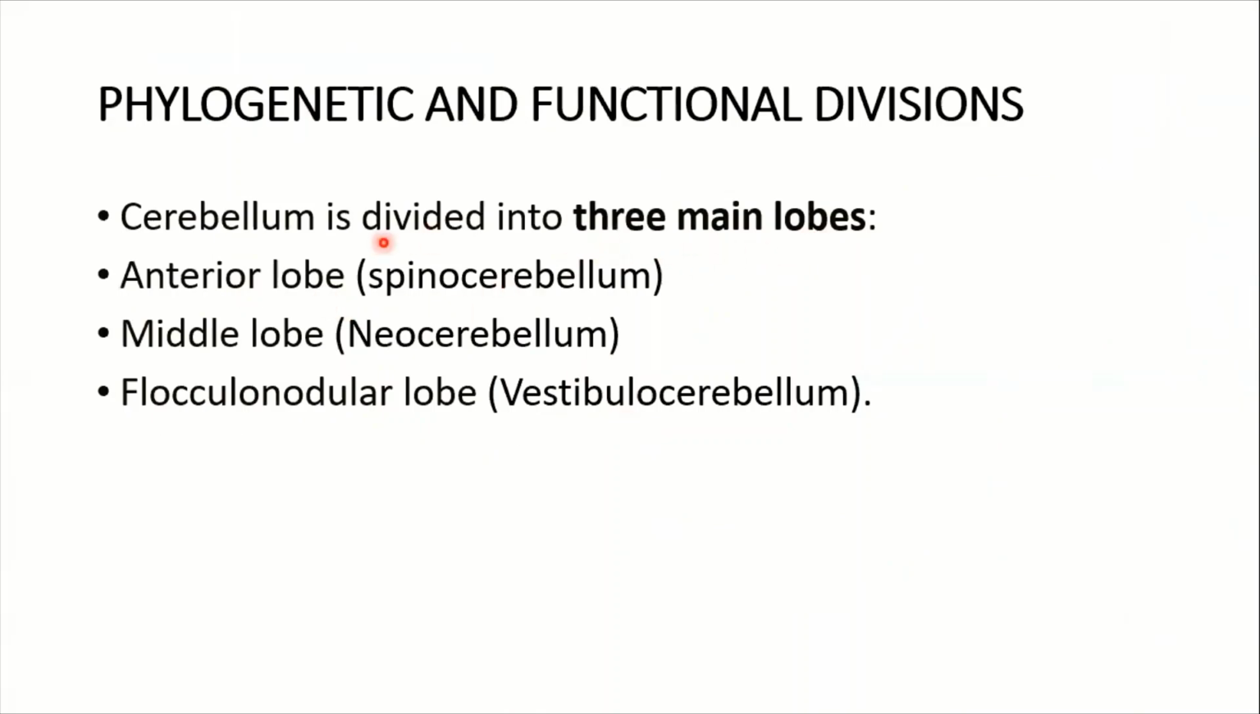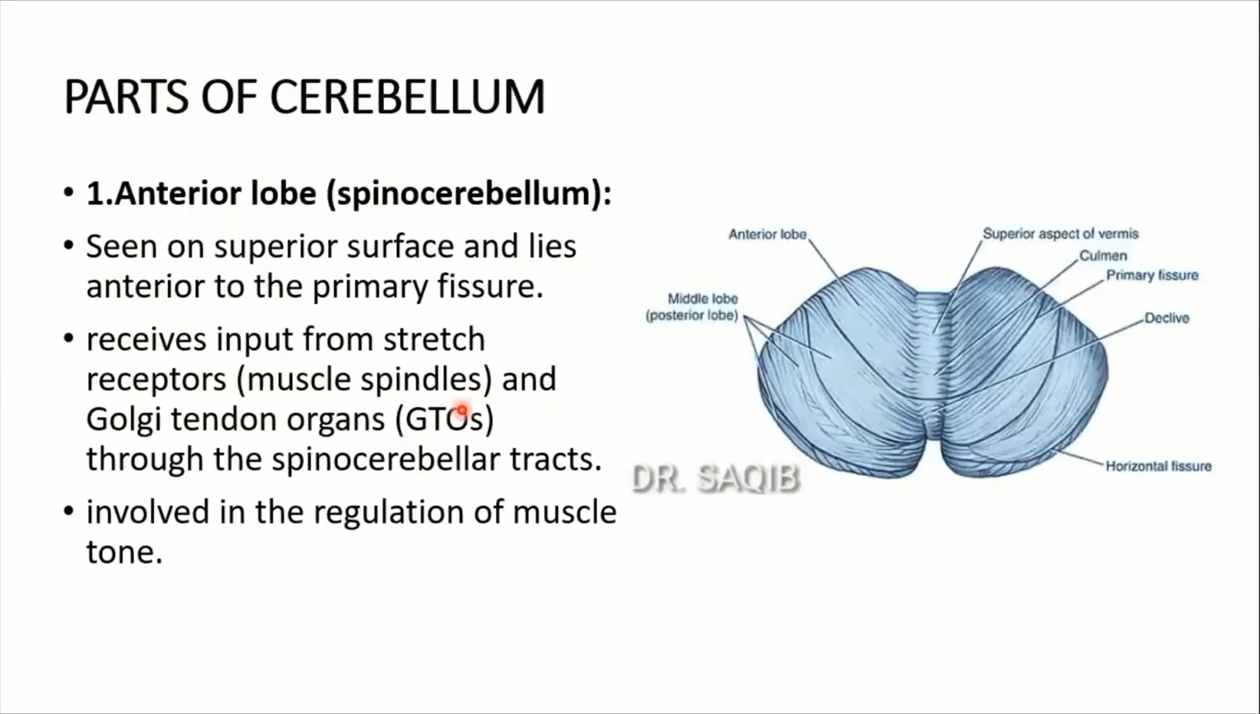So it is divided into three main lobes. This is the phylogenetic and functional division. Phylogenetically and functionally, there are three main lobes of the cerebellum: anterior, middle, and flocculonodular lobe. First of all, we'll talk about the anterior lobe, also known as the spinocerebellum.